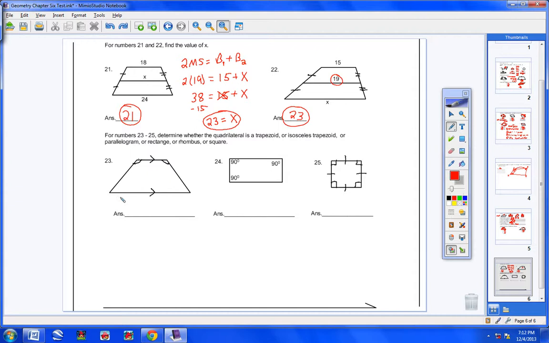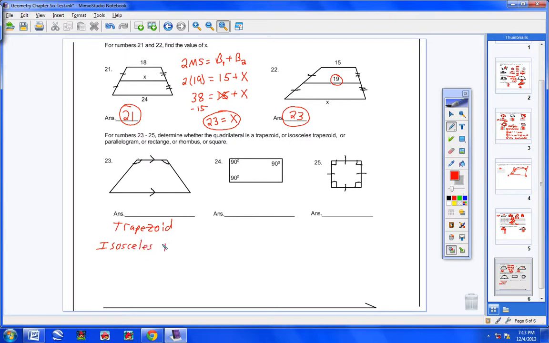So first of all, I know 23 is a trapezoid for sure, because I have one set of opposite sides parallel. And the definition of a trapezoid is a quadrilateral in which we have exactly one set of parallel sides. And we have one set of parallel sides. Now the next question is, is this an isosceles trapezoid? And I'm going to say yes, it is. Definitely. Well, Mr. Aaron, I'm glad you say that, but how do you know that?